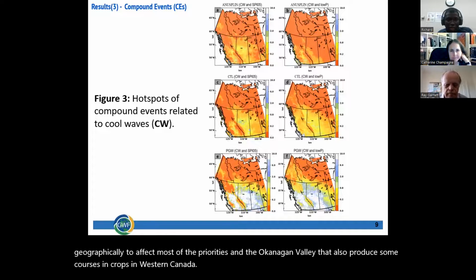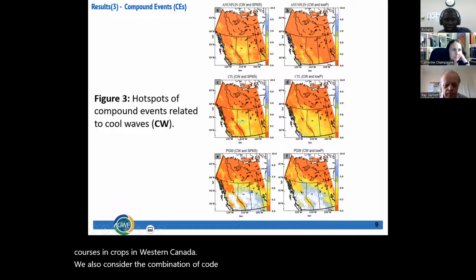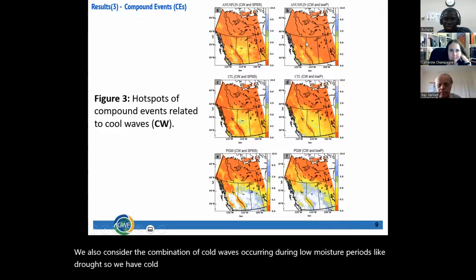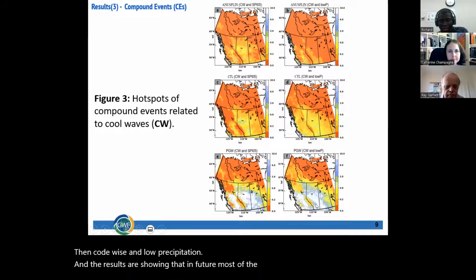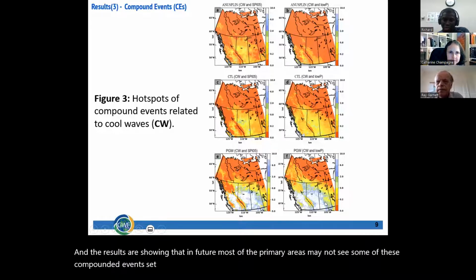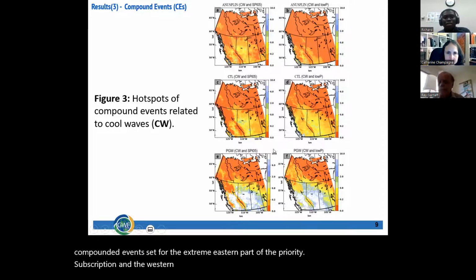We also consider the combination of cold waves occurring during low moisture periods like drought. So we have cold waves and drought, then cold waves and low precipitation. And the results are showing that in future, most of the prairie areas may not see some of these compounded events, except for the extreme eastern part of the prairies, eastern part of Saskatchewan and the western part of Manitoba.